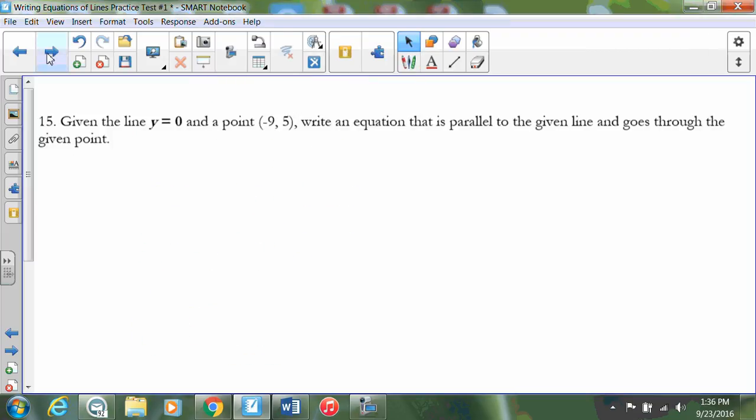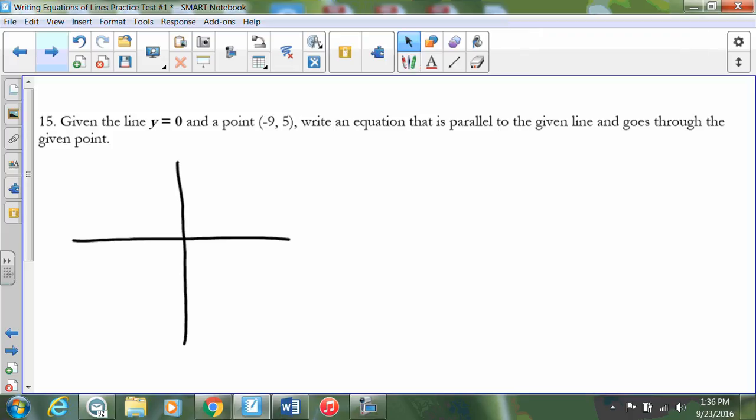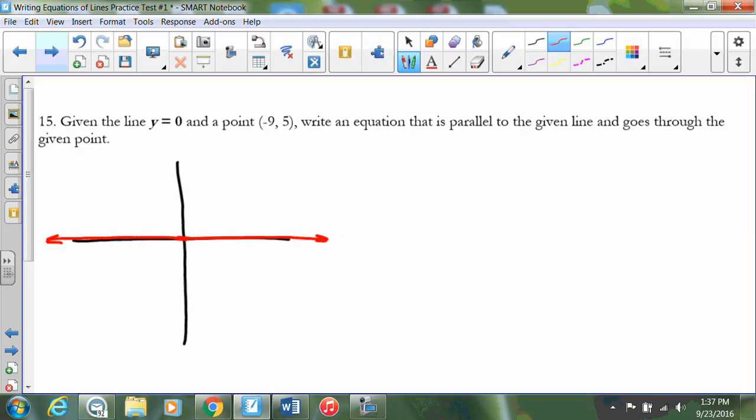Okay, given the line y equals 0 and a point. Now this one I always tell you, with these y equals 0s or x equals 0s, sometimes it's just easier to draw the graph. So we know y equals any number is going to be just a flat line. But y equals 0 means go to the y-axis, find where y is 0, and then draw your horizontal, flat line. So there's our old line, and we want to find a new line that's parallel to this old line, and also goes to the point (-9, 5).